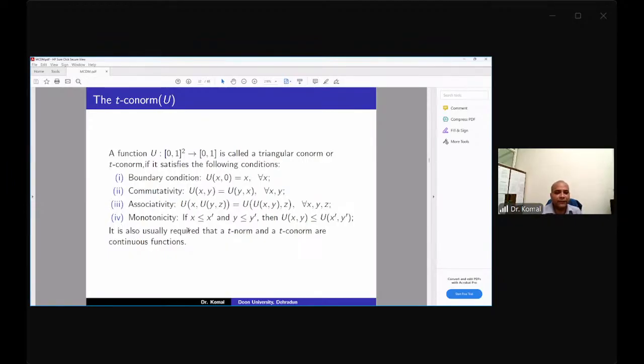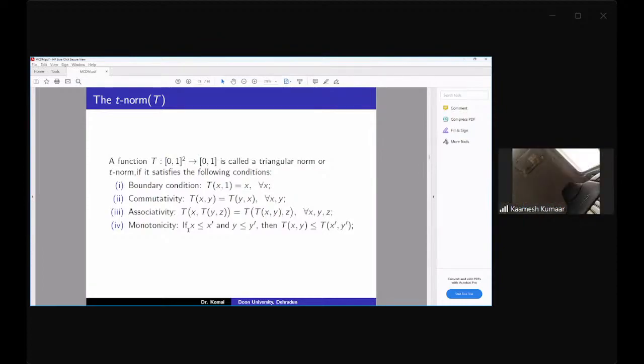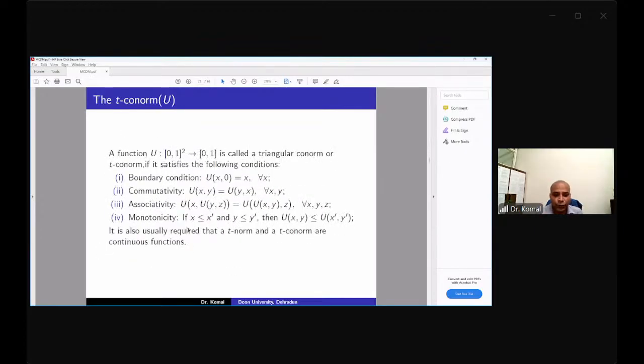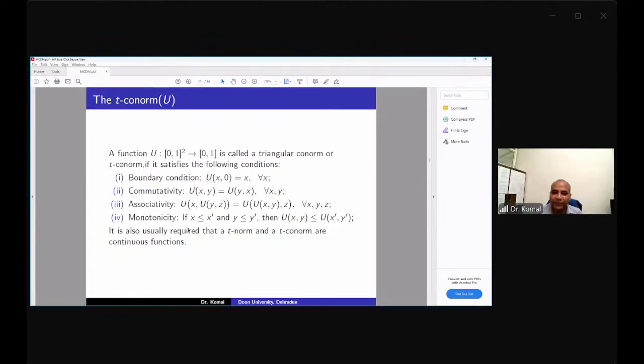You can see in the triangular norm, the boundary condition says that T(x, 1) is equal to x, because this is the intersection. Intersection means the minimum one, and we know that x is lying in between 0 and 1. So minimum will occur from x. However, in case of union, U(x, 0), here this is representing the union. So union means generally maximum. Since x and 0, if you are taking the maximum, obviously maximum will come from x. So that's why this is the condition, and the rest of the conditions are almost the same.